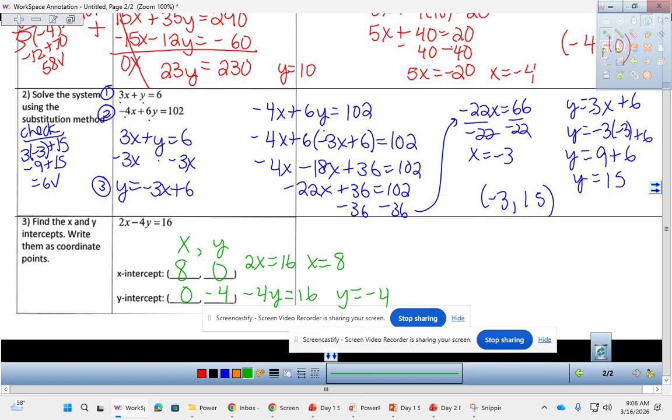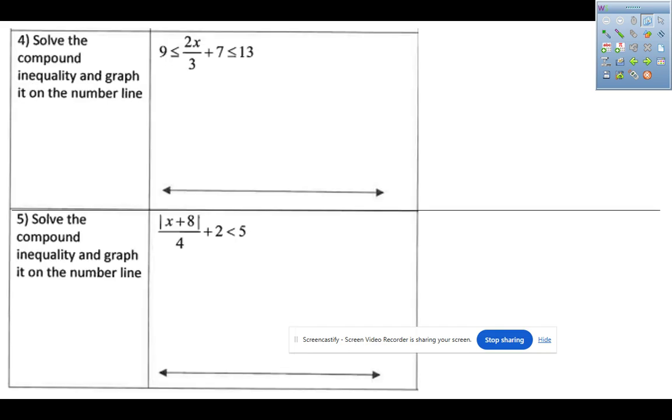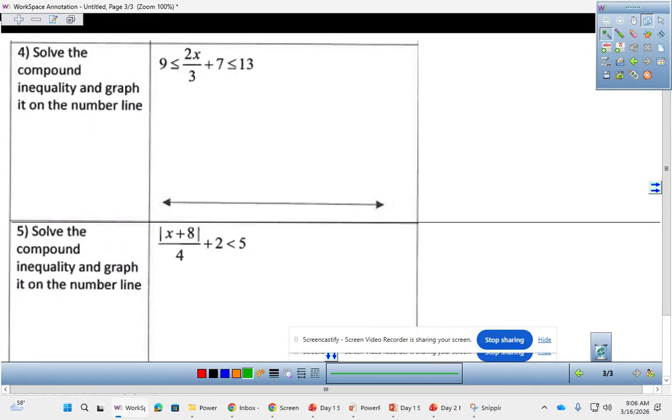All right. And the last 2 things we did in this unit is inequalities. The first one here is called a compound inequality. There were 2 types of compound inequalities we worked with, the ands and the ors. Is this an and or an or? Why? Because there's no or, okay?